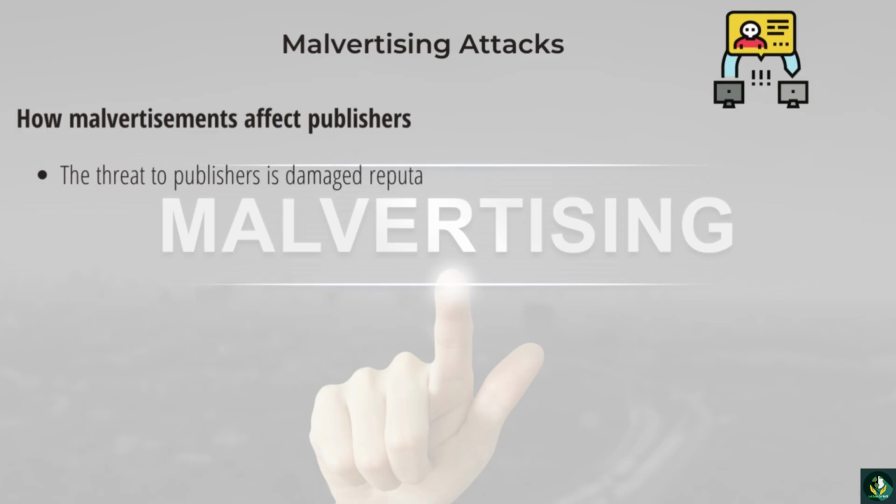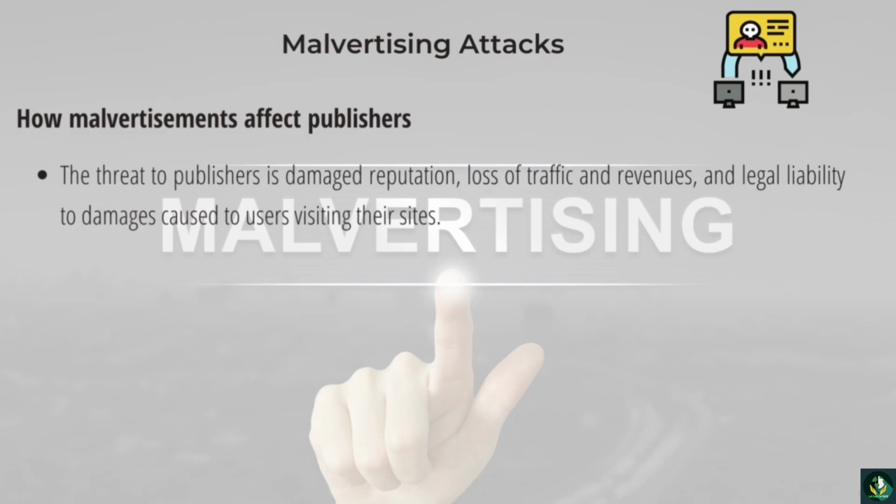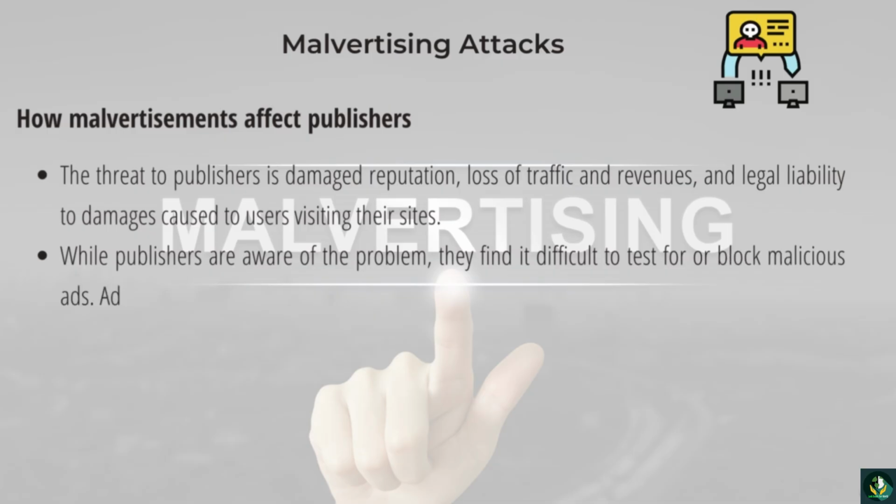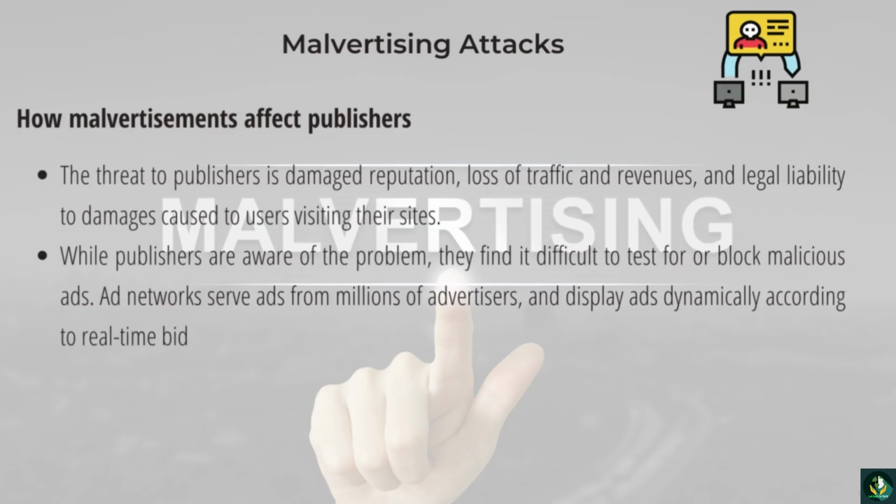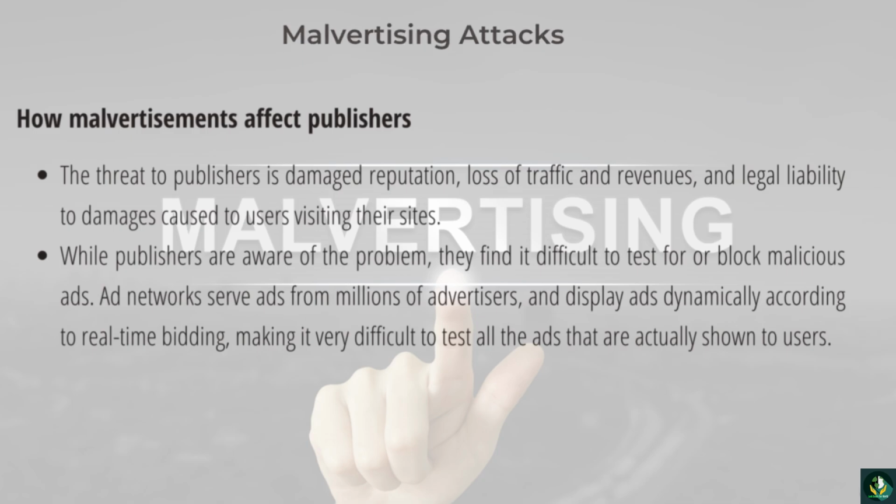How malvertisements affect publishers. The threat to publishers is damaged reputation, loss of traffic and revenues, and legal liability to damages caused by users visiting their sites. While publishers are aware of the problem, they find it difficult to test for or block malicious ads. Ad networks serve ads from millions of advertisers and display ads dynamically according to real-time bidding, making it very difficult to test all the ads that are actually shown to users.